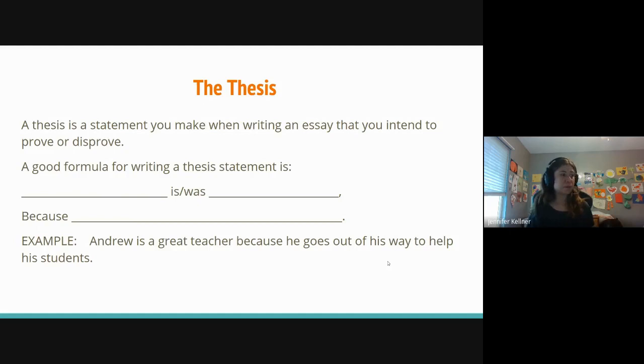So, one example is Andrew is a great teacher because he goes out of his way to help his students. So, here, Andrew is the first blank. That's our who or what. He is a great teacher, which goes in our second blank. Because, and then here's our reasoning. What does he do? And that would be linked into a next sentence that would explain what are those ways? How does he go out of his way to help his students? What does he do? And that would then be what you write about further.